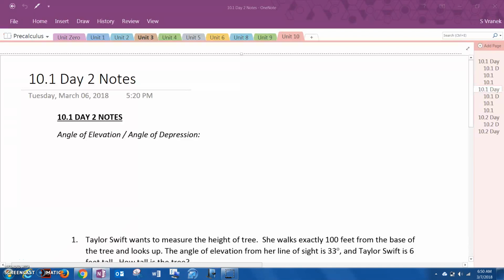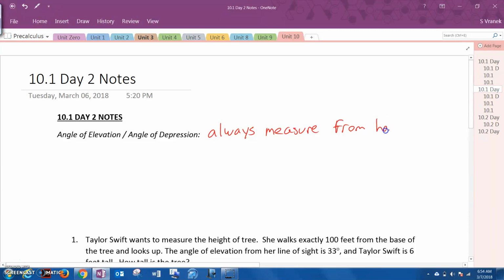Basically we're doing angle of elevation and depression, which are always measured from the horizontal. Sorry, I was interrupted. So all we're doing today is basically what we did yesterday. The only difference is we have to read the word problems and set up the triangles.